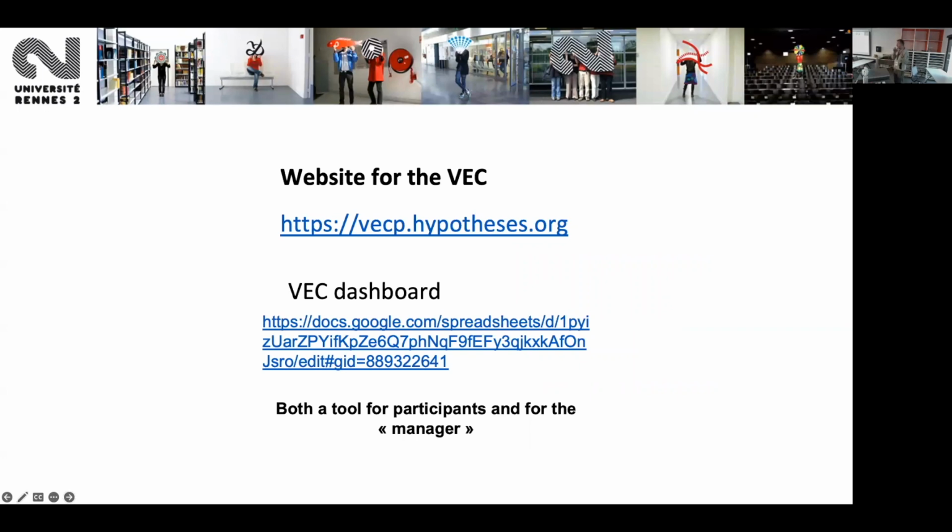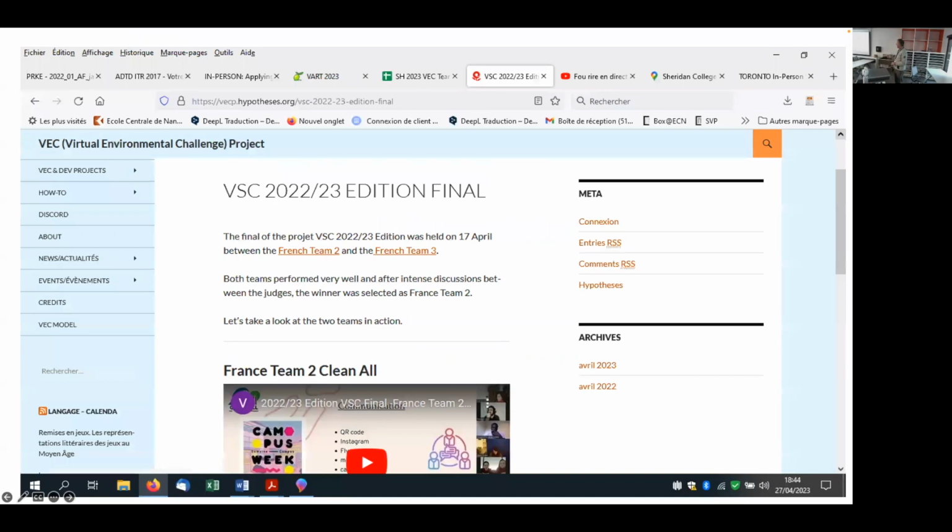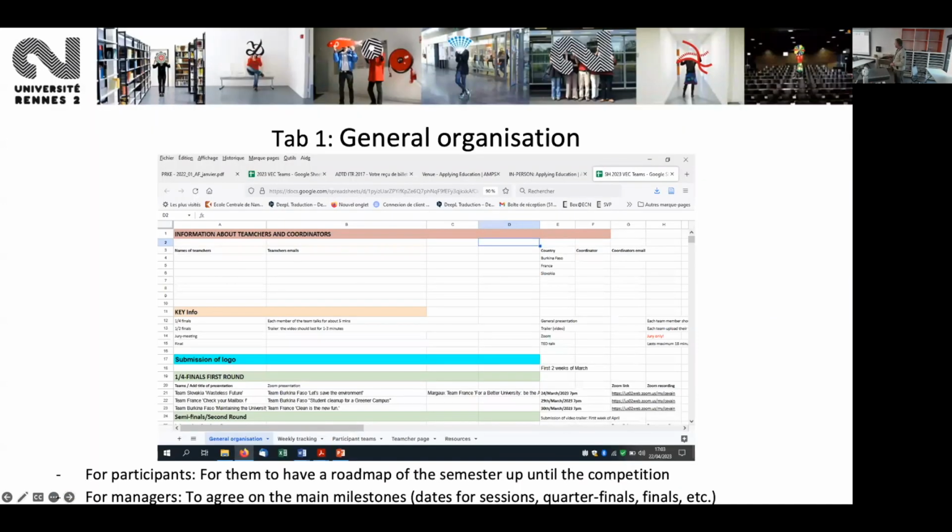All the actors, be they teachers or students, are really greatly aided by having all this information on a central dashboard. So without further ado, that's just a shot of the blog, and that was last year's winner, entitled Clean All. The first tab is general organisation. This basically gives a roadmap of how the whole competition is going to unfold, right from the start of the semester to the end.